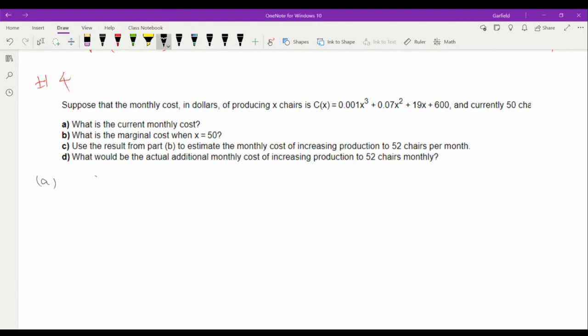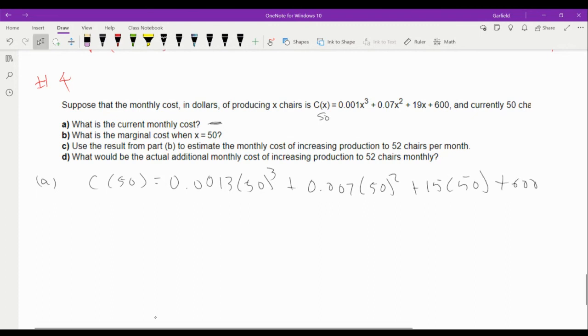Okay. And the way we're getting that is because we're finding the current cost. And so all we're doing is plugging in 50 right here. So this is C of 50. So just 0.0013 times 50 to the third plus 0.007 times 50 squared plus 19 times 50 plus 600. So the cost is $1,850 of producing 50 units.